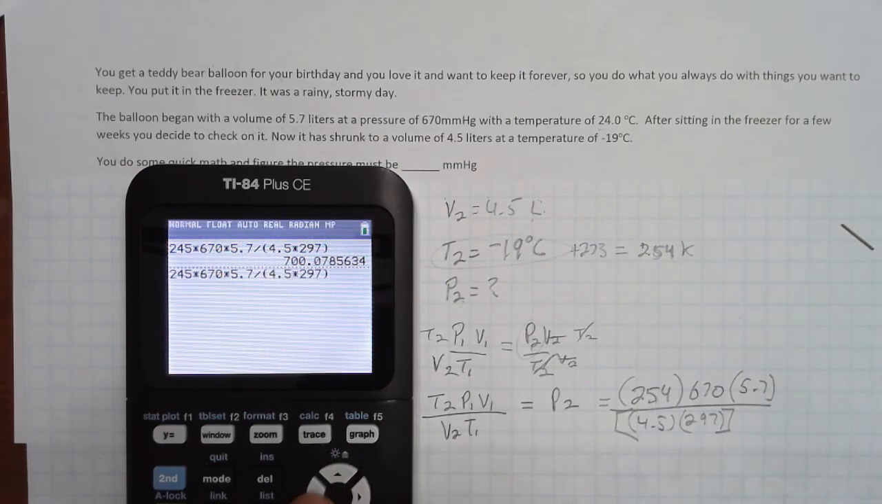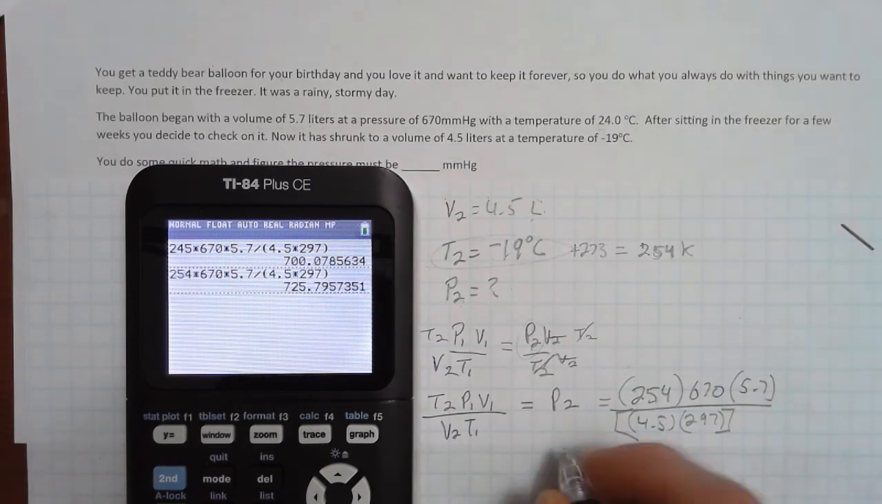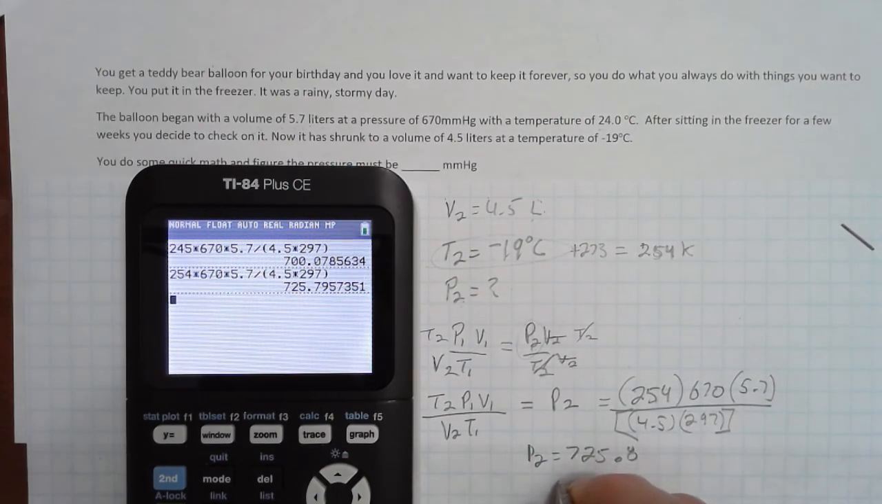I'm going to pull that down and fix that. 254. Make sure I made no other mistakes. Looks good now. 725. That's better. Pressure 2 is 725.8, so 726 millimeters of mercury. Still not a very high pressure day. We would consider that low pressure compared to the standard pressure of about 760 millimeters of mercury.